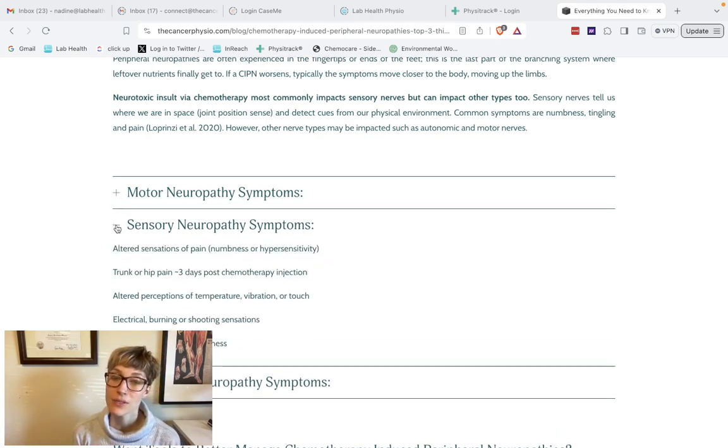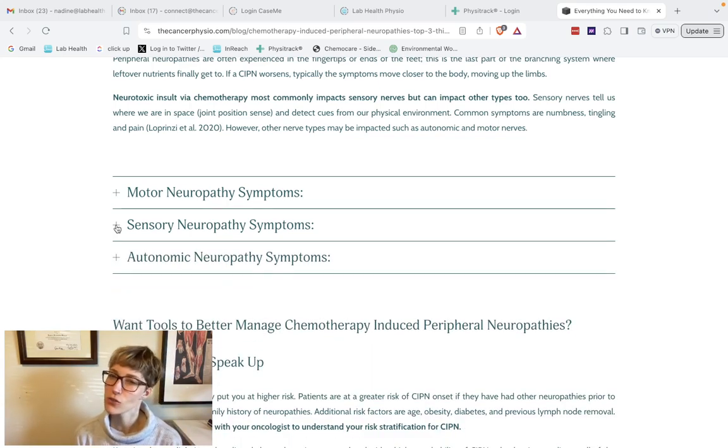So that would be presenting, CIPN would be presenting as altered sensation of pain, numbness or hypersensitivity, trunk or hip pain. That's about 3 days post-chemotherapy injection. Altered perceptions of temperature, vibration or touch, electrical sensations, burning sensations, shooting sensations, numbness, tingling, or itchiness. So lots of little ways of just describing different altered sensation. That's primarily the nerve type that gets impacted the most.